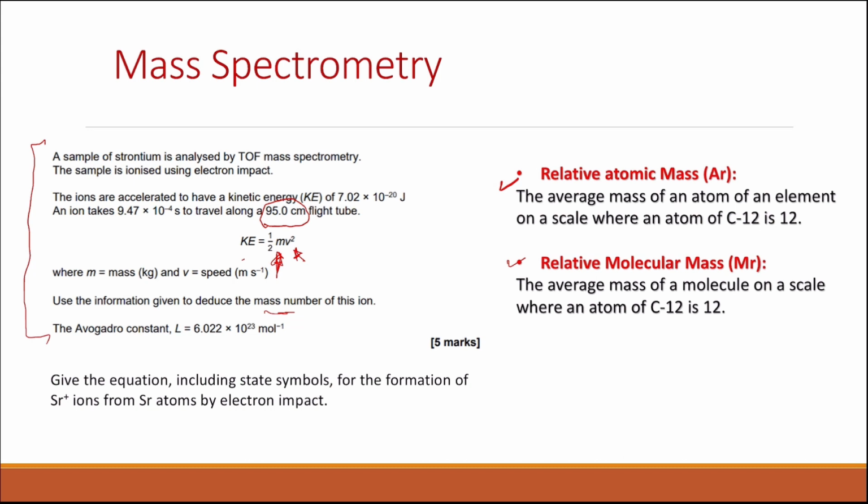Also remember and focus very well on the type of ionization, whether it's electron impact or electrospray. If it's electron impact, then the mass number you get at the end, when you multiply the mass by the Avogadro constant, will equal the mass number of the ion. But if they use electrospray, then the value that you get at the end will be the mass number plus 1, because we added a proton to the ion.